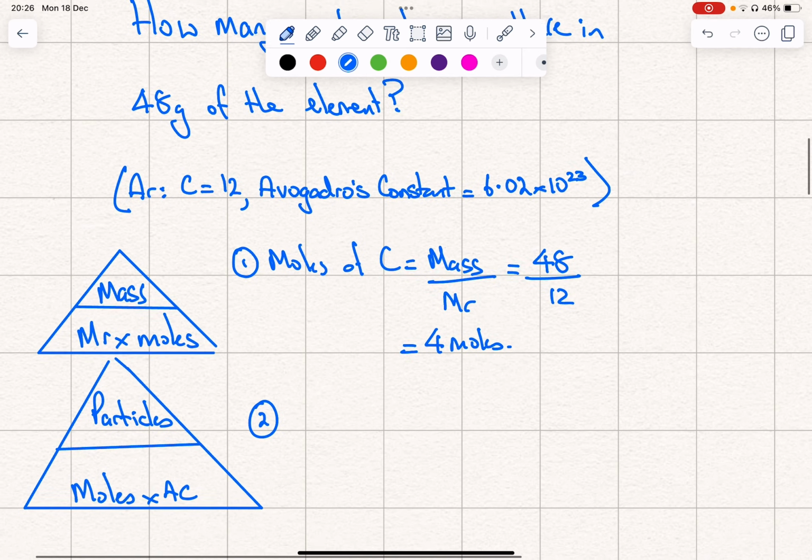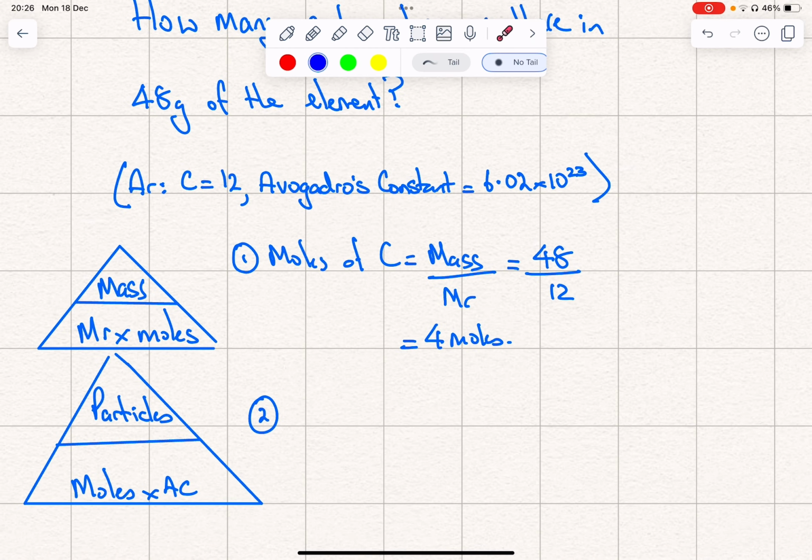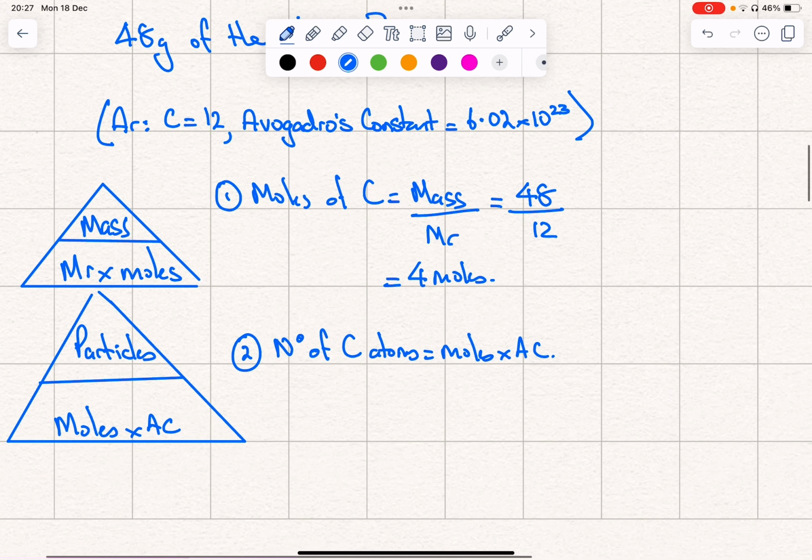Stage two, what we're going to do now is use this second triangle, and I now know the moles of carbon. I know Avogadro's constant, so I can now find the number of particles, which in this case is the number of atoms. So I'm going to put here number of carbon atoms, and using the triangle, number of carbon atoms is going to be moles times Avogadro's constant. So we put some numbers into that. The moles is 4, times it by Avogadro's constant.